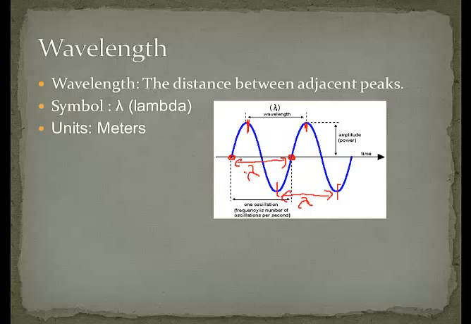So there are many different points where you can identify the wavelength. Two of the identical points on the wave gives us the wavelength. This is also in meters.